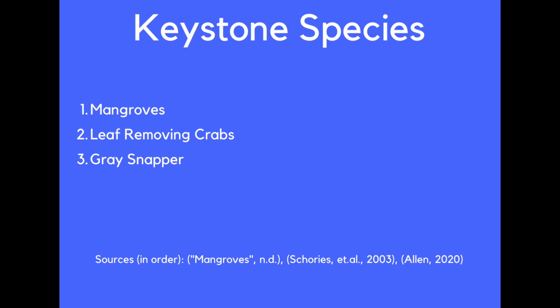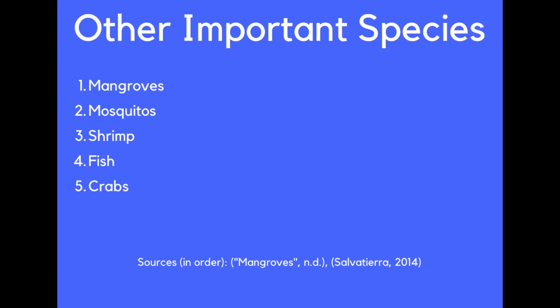The leaf-removing crabs are so important because they get rid of all of the litter that is created by the leaves. The mangrove trees drop so many leaves that this is a necessary step to keeping the area clean. As odd as it sounds, gray snappers are a keystone species because their pee fertilizes the mangrove forest and helps keep it running. Mangroves are important, obviously because they are a keystone species, but also because they provide so much for the animals and the residents.